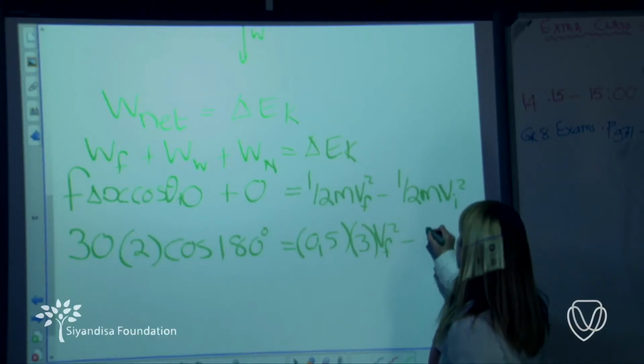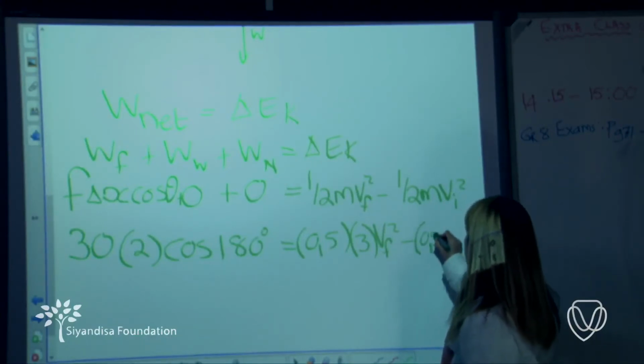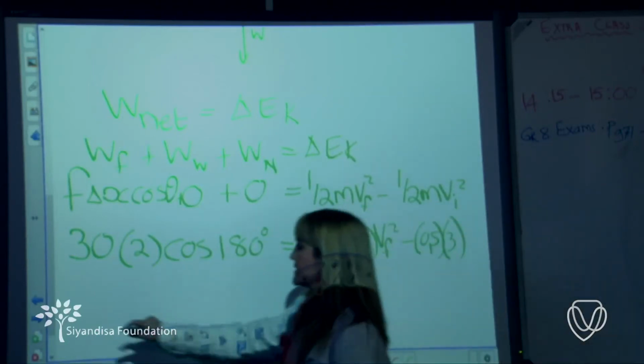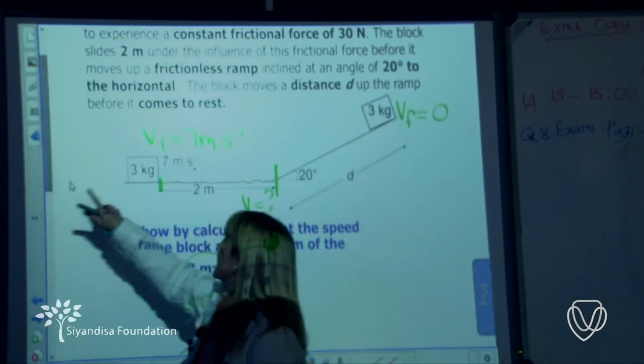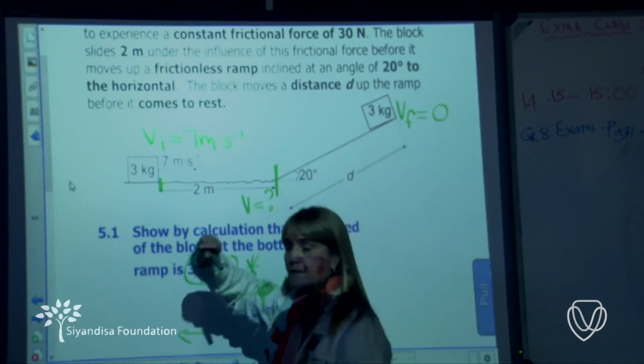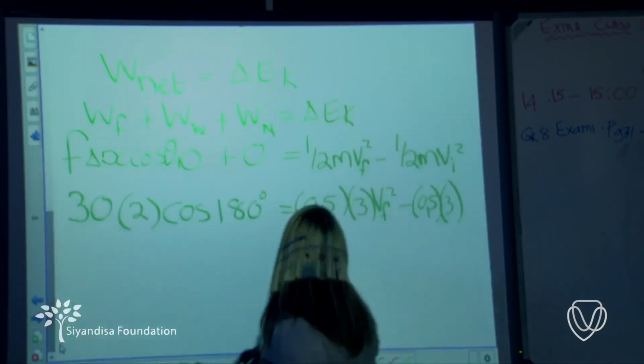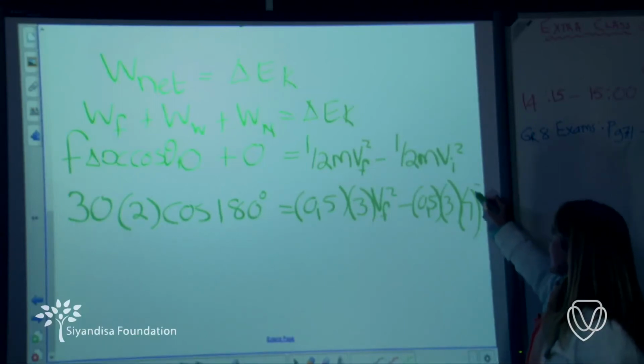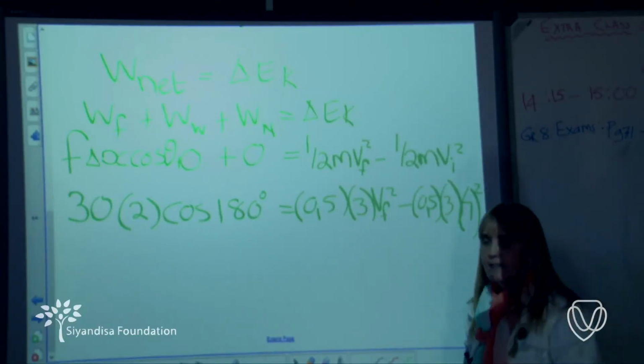Minus 0.5 times the mass, which is 3, times the initial velocity. Now we go back to our diagram, and the initial velocity was 7 meters per second. So times 7, sorry, I'm squishing up now, I'm running out of board. Don't forget to square that 7.